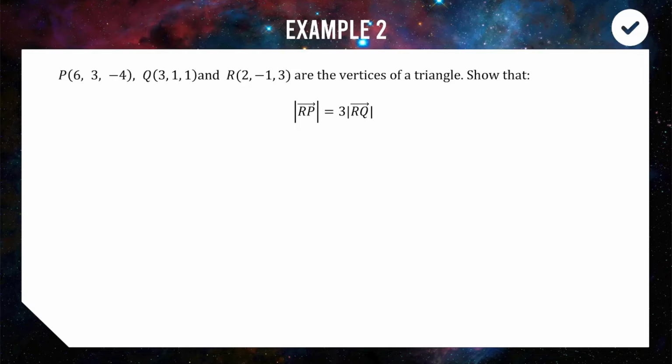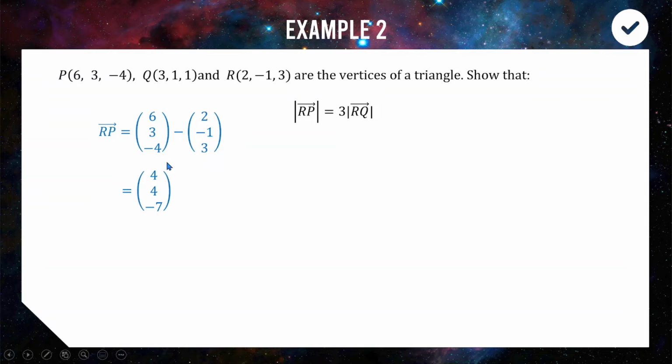Okay, so to find these magnitudes, first thing we need to do is find these vectors. So we're going to use that formula from the start of the lesson, where if you want to find the vector from r to p, the quickest way to do that is do point p, take away point r. Okay, so rp is point p, which is 6, 3, minus 4, take away point r, which is 2, minus 1, 3. If we work out this subtraction, we get 4, 4, and negative 7 as our vector from r to p. Now we'll do the same thing from r to q, so we'll do point q, take away point r, which looks like this. We end up with 1, positive 2, and negative 2 as our 3 components.